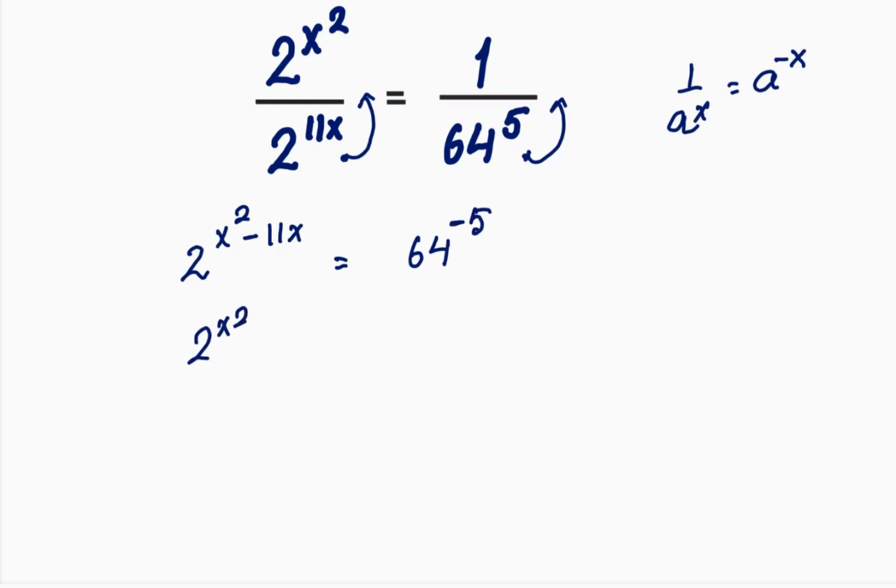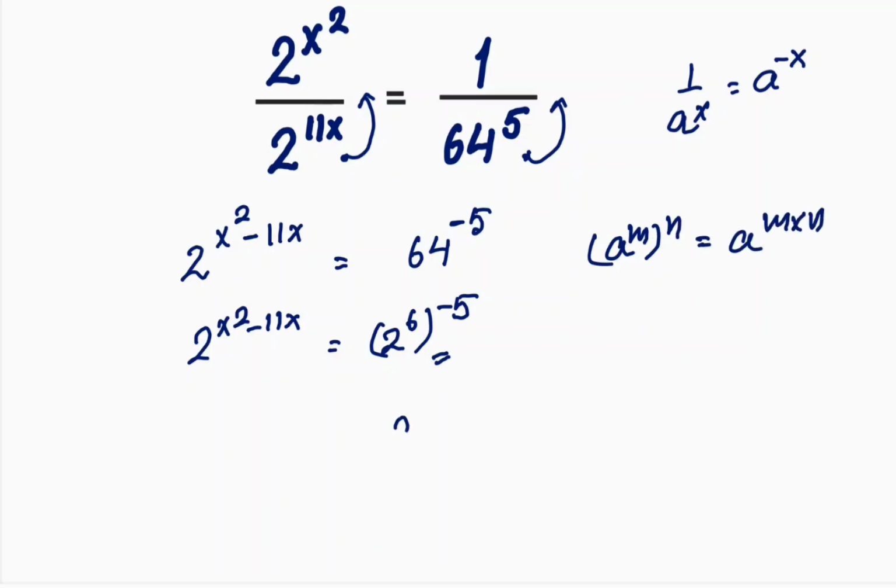Now write 64 as 2 raised to the power 6, all raised to the power minus 5. This is in the form of a raised to the power m into n, so this will be a raised to the power m into n. We'll get 2 raised to the power minus 30 and here 2 raised to the power x square minus 11x. If we have the same base, that is of 2, we can equate their exponential power. x square minus 11x equal to minus 30.